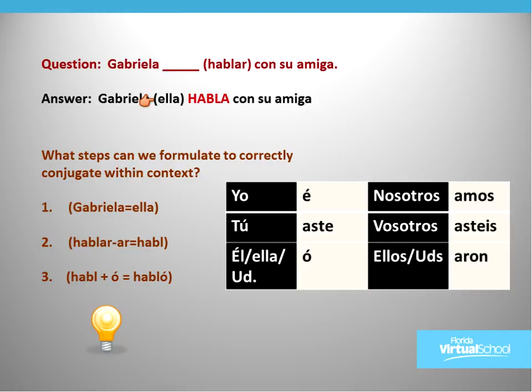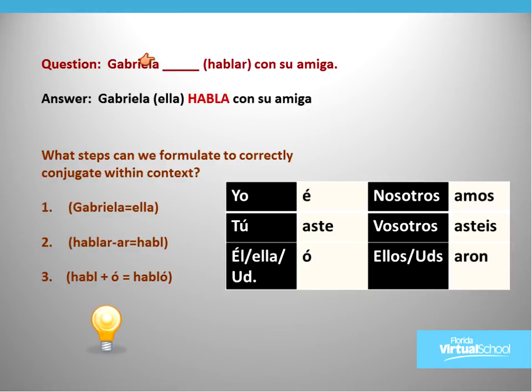So what we would do, after we know that Gabriela is an ella, we would take the verb hablar, we would take the -AR off of the end, and we learn right over here in this chart that the ella ending is an ó with an accent mark. So after we take off the -AR, we will put in ó. So the answer is habló. Gabriela habló. So if you're at a quiz, you would want to type that into the box, and you would need to make sure that you put an accent mark over the ó.